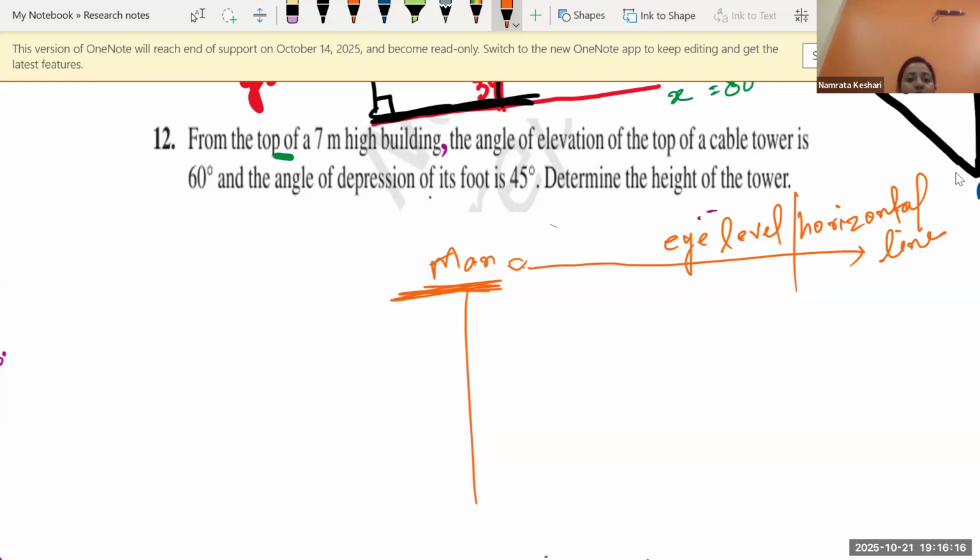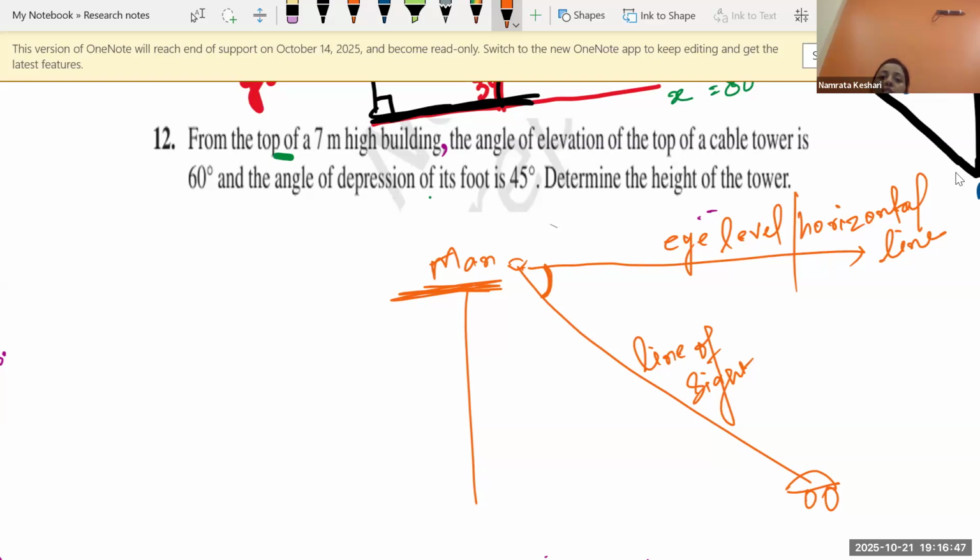Now if the man is looking down at something, say a car going on the road, then this is the line of sight. The angle which gets created between the line of sight and the horizontal line is called the angle of depression. The terminology depression means going down. Just like elevation, here we have angle of depression, but please be careful.